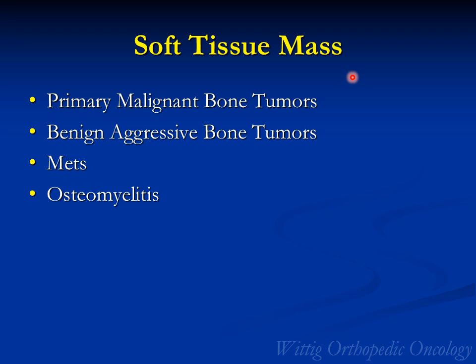So, a little word about soft tissue masses. Soft tissue masses can occur with primary malignant bone tumors, benign aggressive bone tumors, metastases, and with osteomyelitis. With osteomyelitis, it would technically be an abscess that forms in the soft tissues.